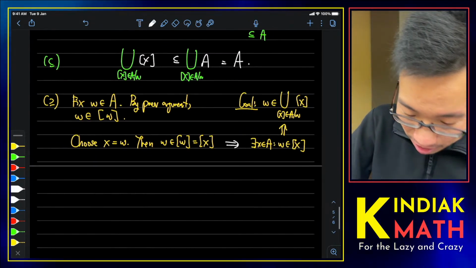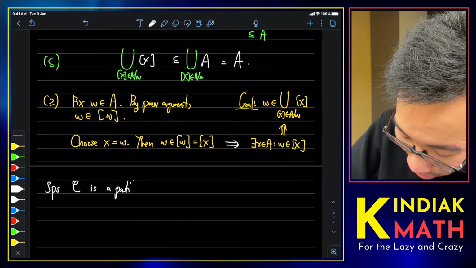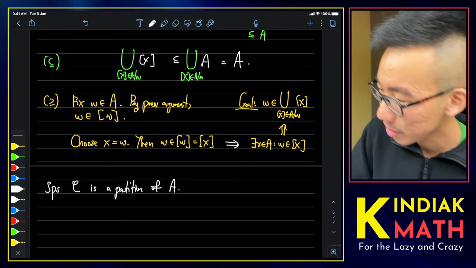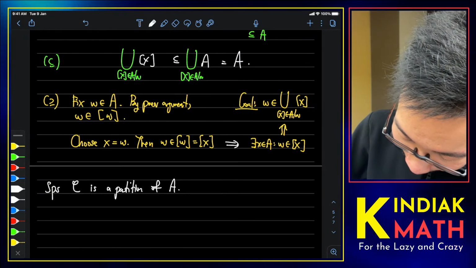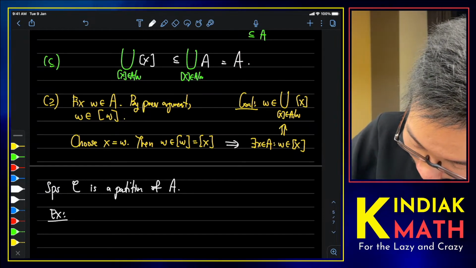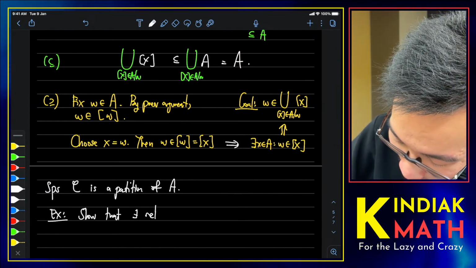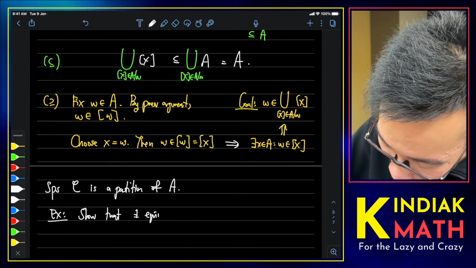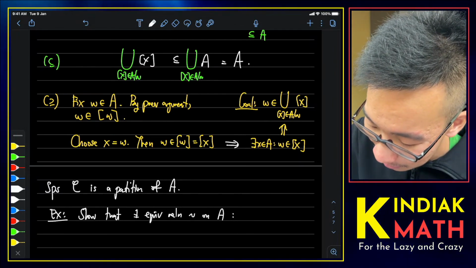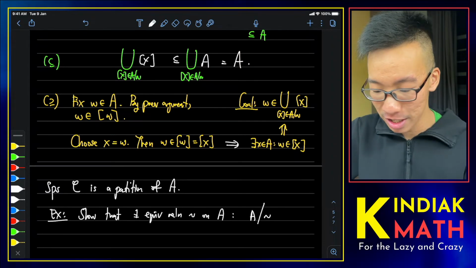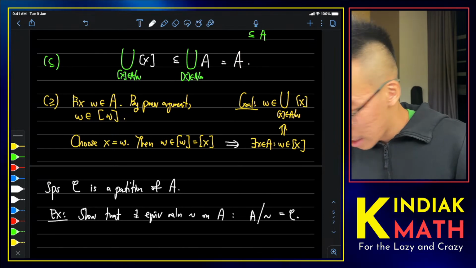It's a really, really interesting question. So suppose you have a partition C of A. Hello, are we good? We're good. All right. Okay, so here's an exercise. Show that there exists an equivalence relation on A with the property that A quotient this relation equals C. So that's that.